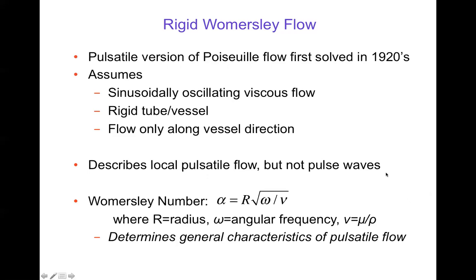And so one thing that comes out of this analysis is you get something called the Womersley number. So this alpha is the vessel radius r times the square root of omega over nu, where omega is the angular frequency, so that would be 2 pi f, if f is the frequency. And then nu is the kinematic viscosity, which is mu, the dynamic viscosity, over the density rho. So alpha is r root omega over nu. It determines the general characteristics of pulsatile flow. And so that's true for rigid Womersley flow. And even if we had pulsatile flow in an elastic vessel, alpha would still be an important parameter.